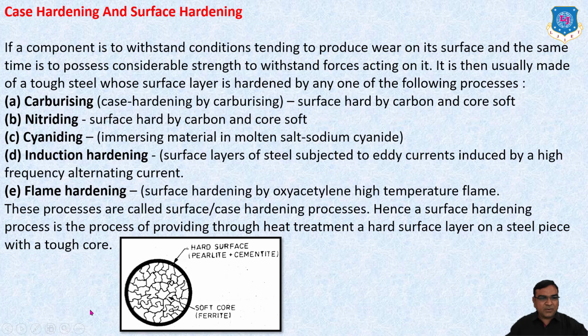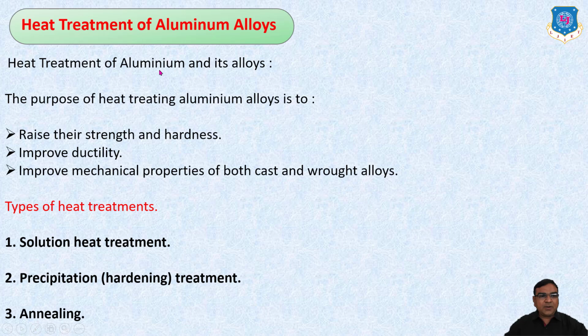with a tough core. So this is a microstructure of steel, and after surface hardening, the surface becomes hard, and at the surface the pearlite and cementite structures are possible. The internal part, the core part, is soft, of ferrite structure. Heat treatment of aluminium and its alloys.